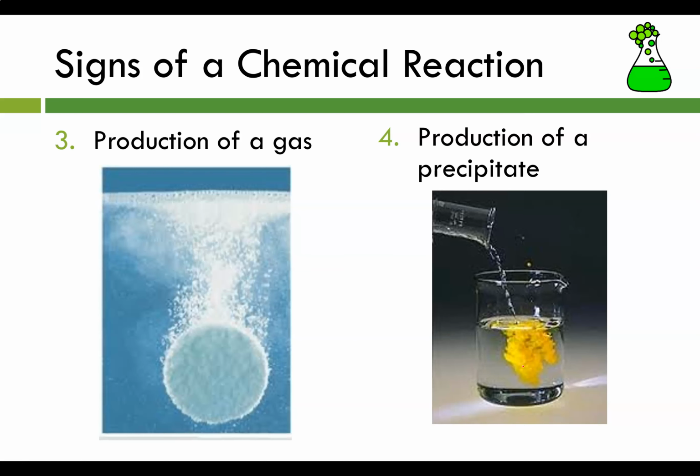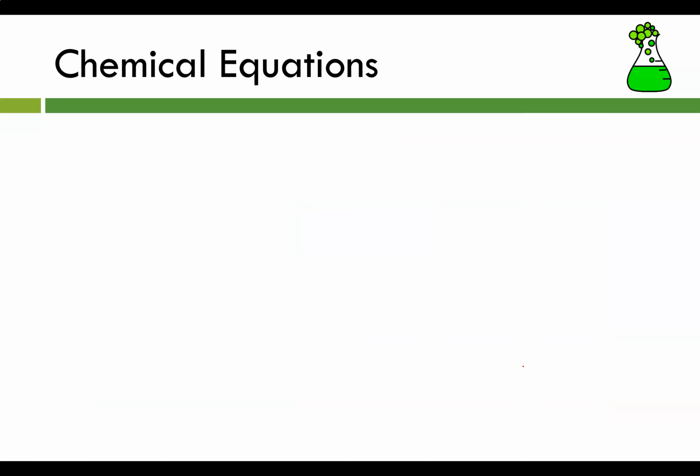All right, so once you've identified a change as being chemical in nature, or just simply a chemical reaction, we can go ahead and try to balance that equation. Let's talk a little bit more about chemical equations. We'll take a really simple one. 2H2(g) + O2(g) → 2H2O(l).